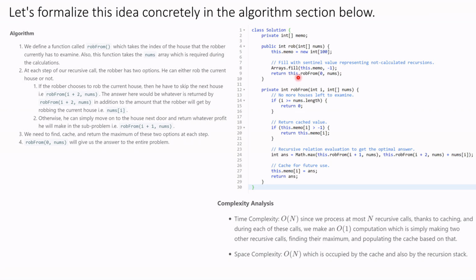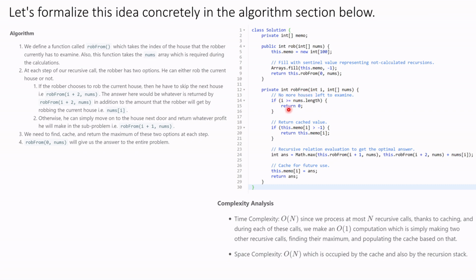Return this.robFrom(0, nums), and this will give you the result, which will return as a recursive result. This is a recursive function robFrom that we will discuss here, and this is the final data we will resolve, because we will start from the first house, 0, and nums. So with int i and nums we are passing into the rob house recursive function, and it will calculate multiple times.